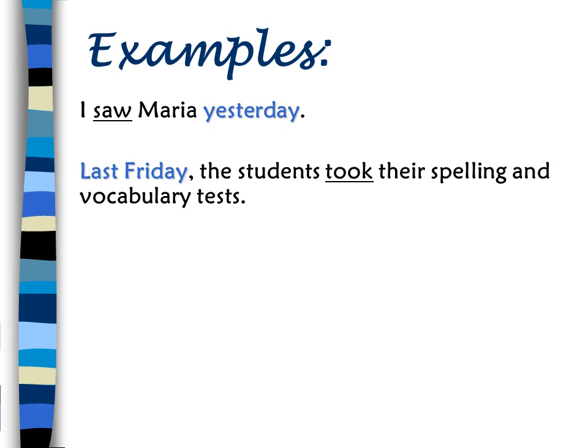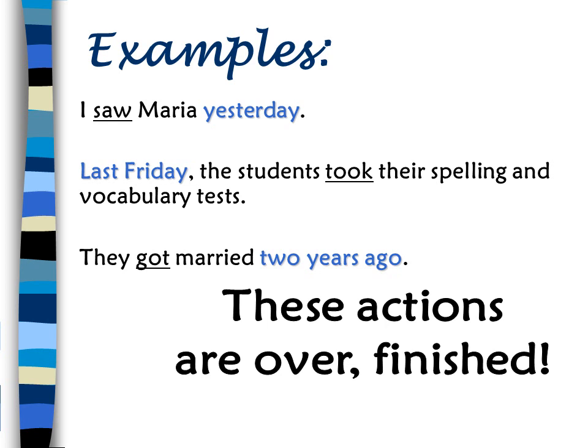Alright? So, irregular verbs are different from regular verbs. In regular verbs, you just add. But in irregular verbs, you change the form of the verb. Took, it's the verb take in the present, in the infinitive form, alright? So it becomes took. They got married 2 years ago. So here got, it's the past form of the verb get. These actions are over, finished. Of course, we are talking about finished actions. Simple past tense.